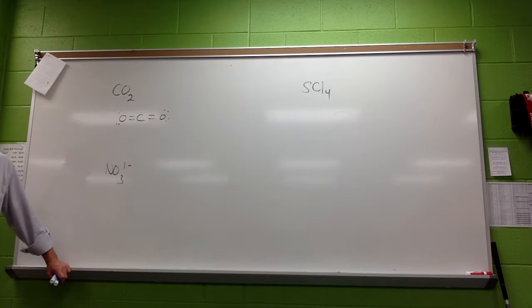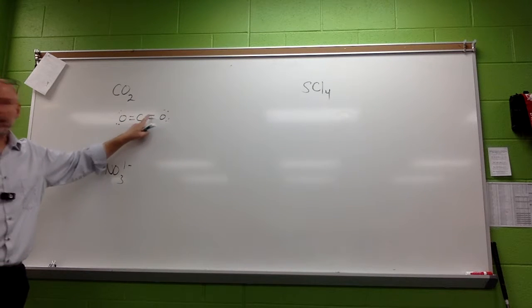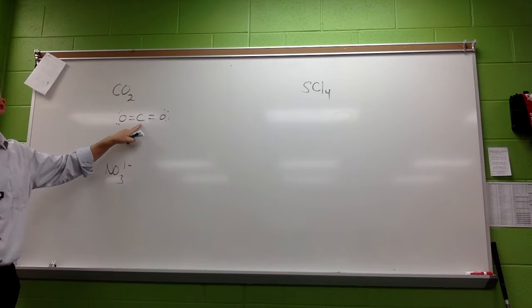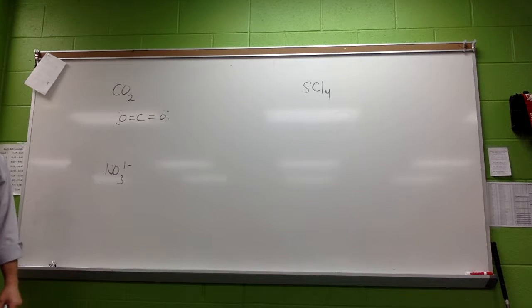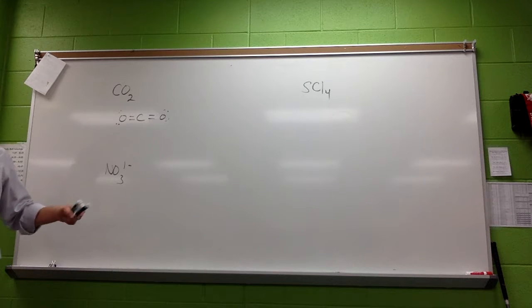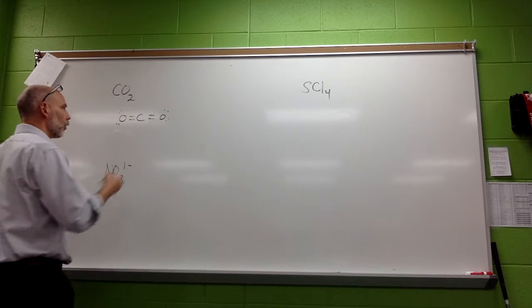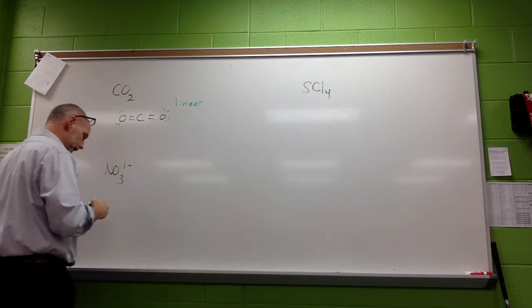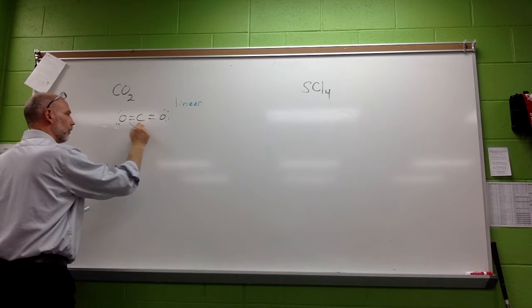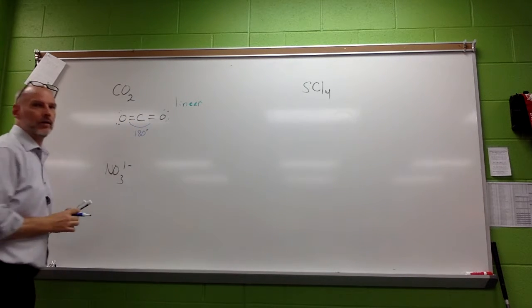Wait, I don't know. 2. There's electrons here. There's electrons here. How many electrons are here? How about here? So, how many electron domains or regions? 2. Multiple bonds are a region, is where I'm going with this. So we got 2 regions. Therefore, what are we going to draw? Linear. What are we going to name it? Linear. And what is the bond angle? 180 degrees. Yeah, you're done.